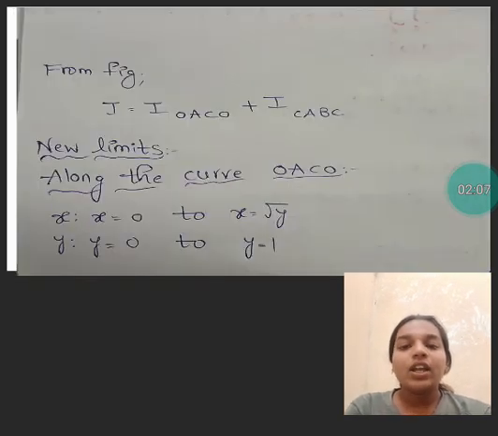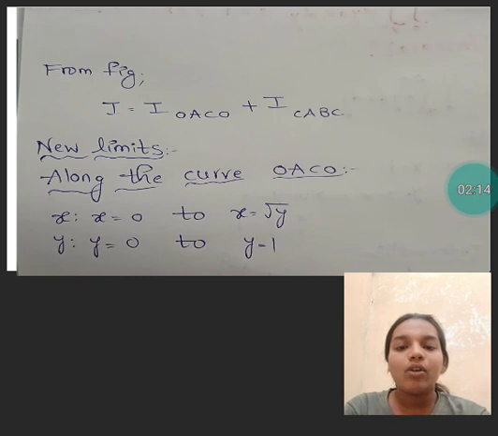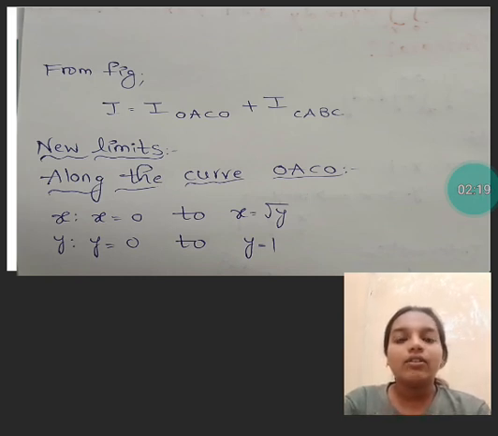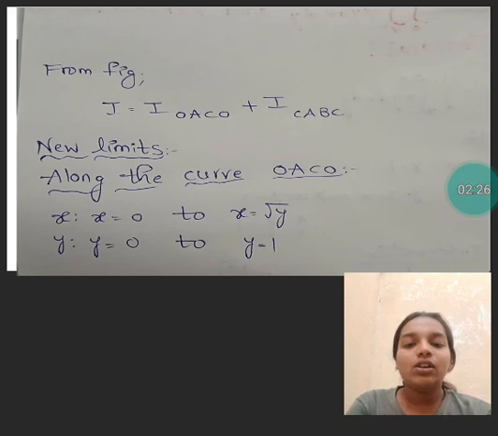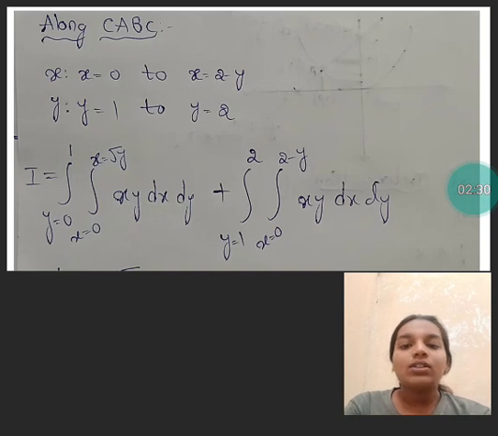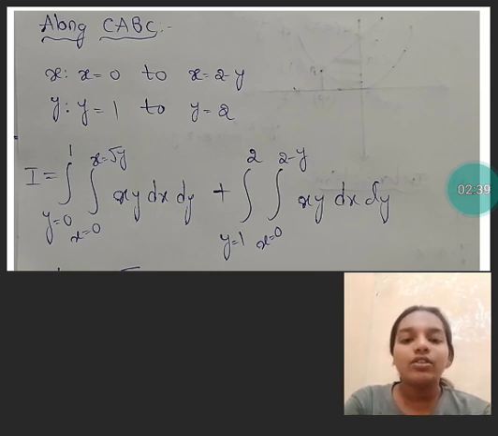From the figure, I equals I over OACO plus I over CABC, the curves of the given parabola. New limits along the curve OACO: x equals 0 to x equals root y, y equals 0 to y equals 1 are the new limits of the curve OACO. Next slide. Along the CABC curve, given limits are x equals 0 to x equals 2 minus y and y equals 1 to y equals 2.